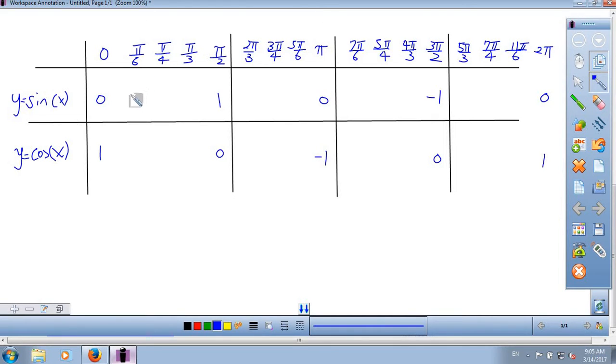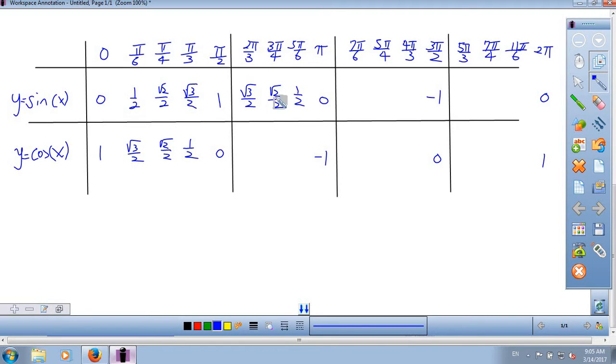So here it started out with pi over 6. You have 1/2, square root 2 over 2, and then square root 3 over 2. Basically, those are the main values that we are going to pay attention to. For cosine, it will do the same thing, but it will go backwards. So now we have square root 3 over 2, square root 2 over 2, and 1/2.